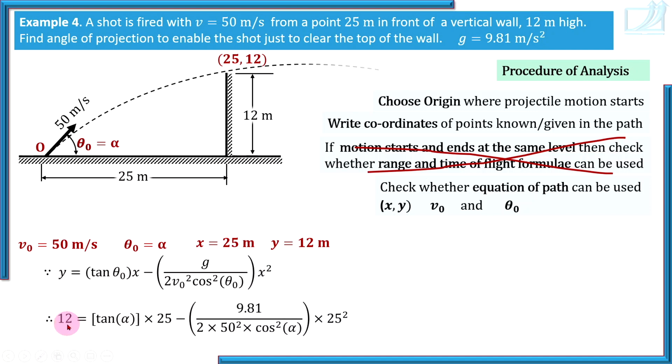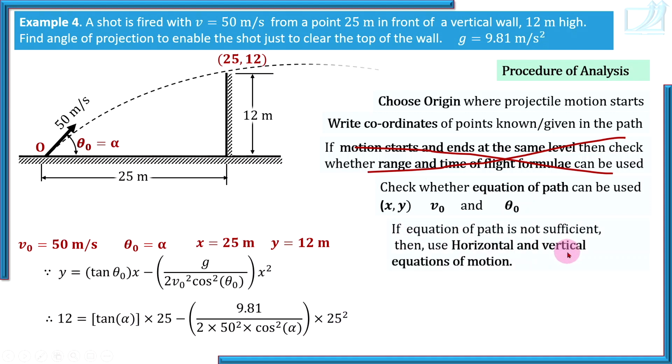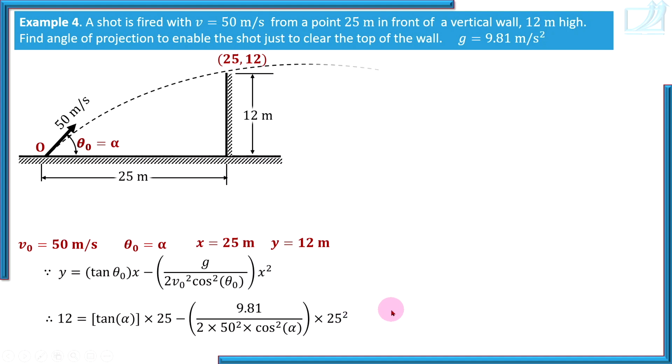Now put the values. So y is 12, x is 25, g 9.81, v0 50, x 25. So just put the values in the formula and now you will get alpha because it is one equation with one unknown. Last step in our procedure of analysis, I am deliberately writing this step even if it is not required in this problem because I want to print this procedure on your brain. But here equation of path is giving us the answer. You just want to know alpha.